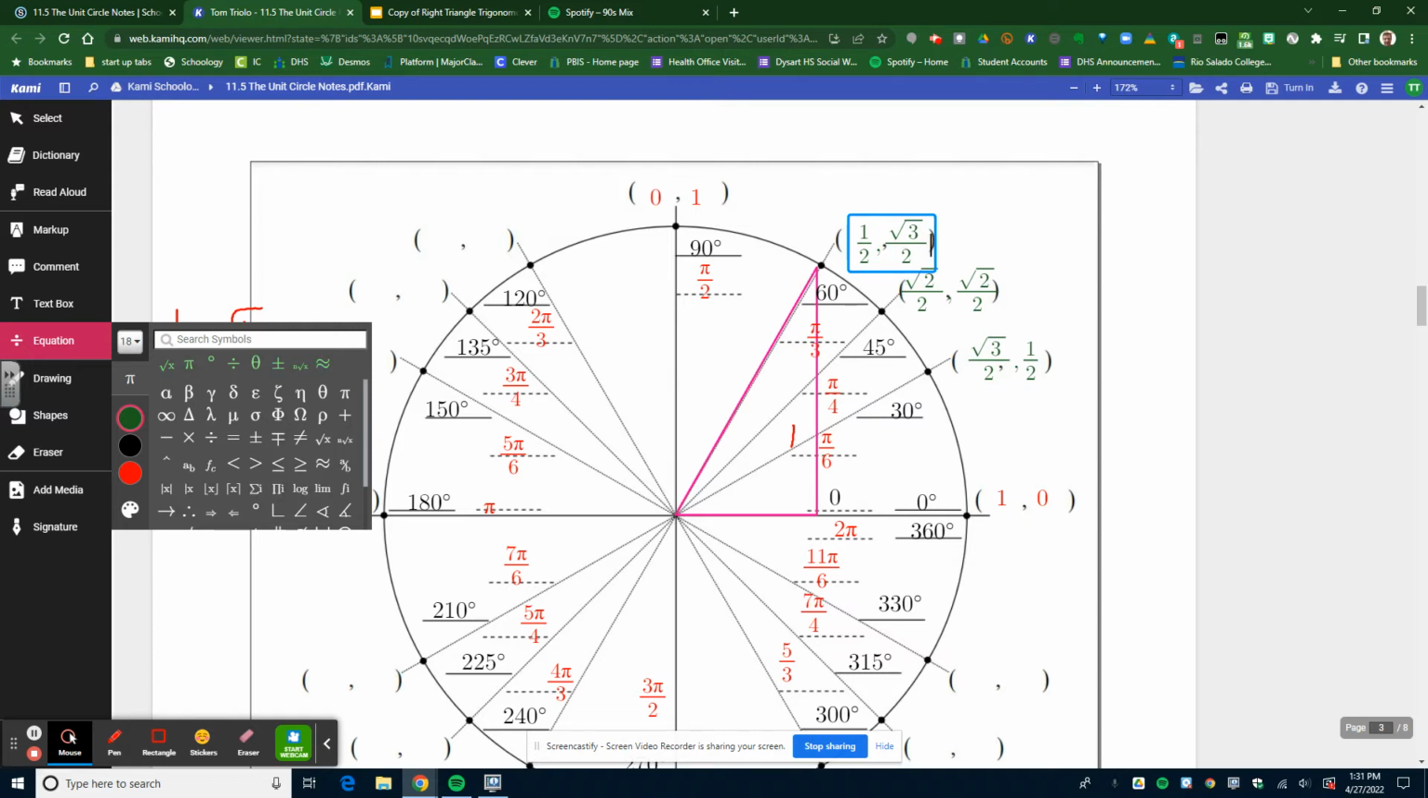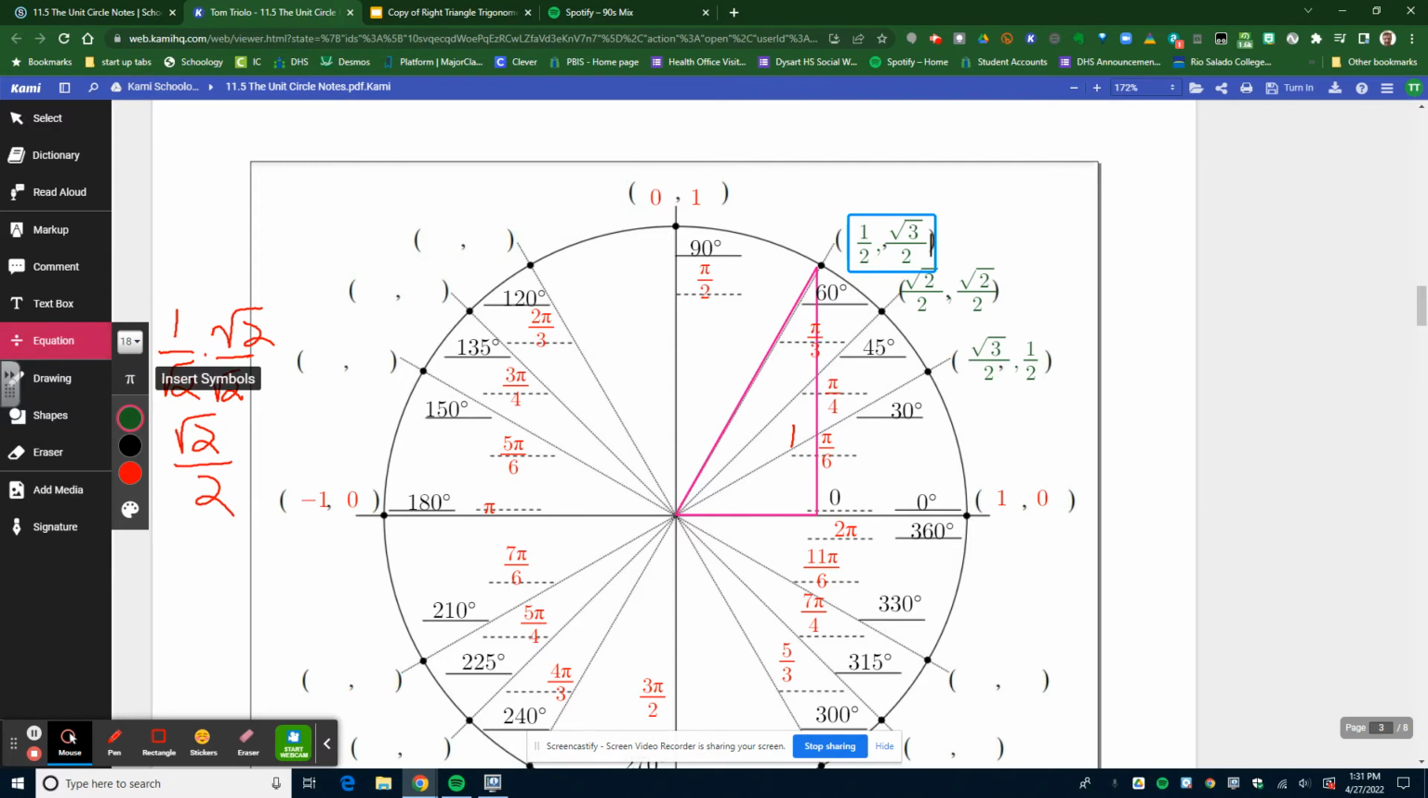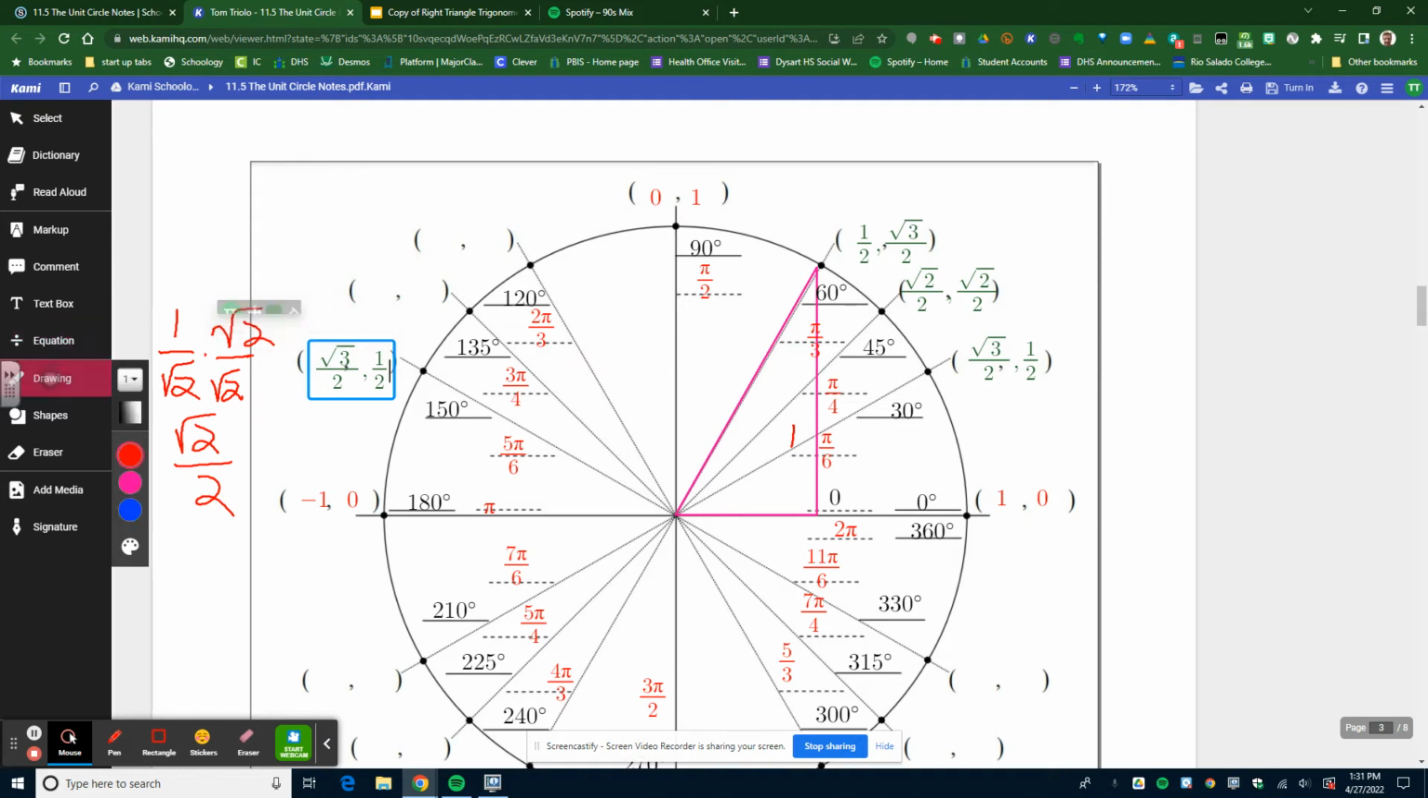Every other coordinate is just going to be a version of this. We have symmetry across the x-axis. So starting down here, I'll Control A, Control C, and paste it over here. I just have to remember something. In the second quadrant, all your x values are negative. So it's going to be negative, positive. So change that positive square root of 3 over 2 to negative.